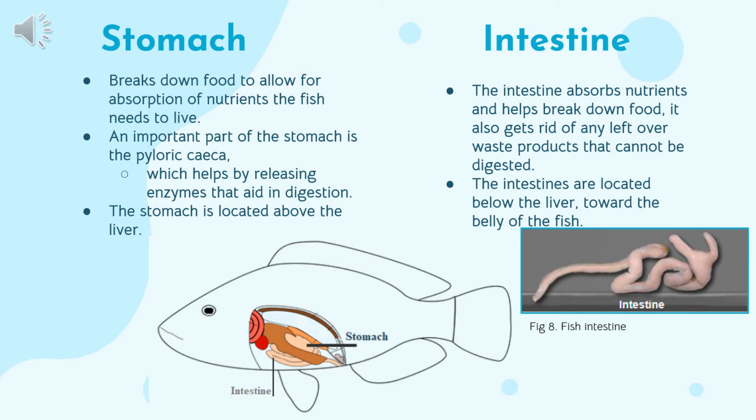The intestine does the absorbing and moves the food around, just like we saw in a previous presentation where Garrett used bread in plastic bags to show the movement. The intestines will move this broken down food around until eventually exiting the fish. The stomach is located above the liver, and the intestine is located below the liver toward the belly of the fish.